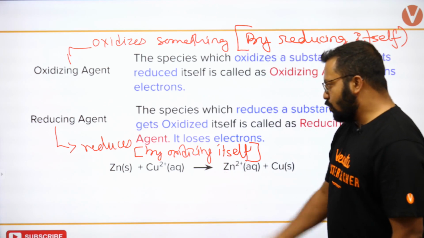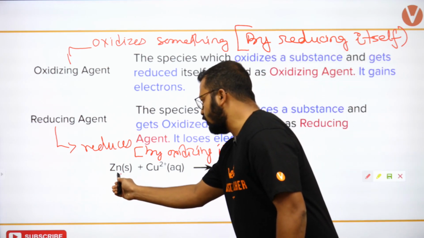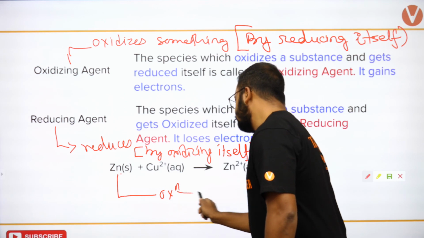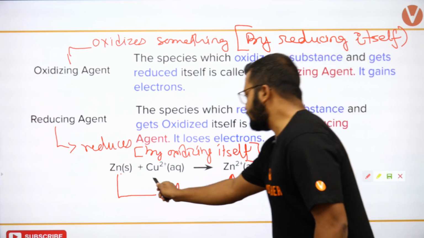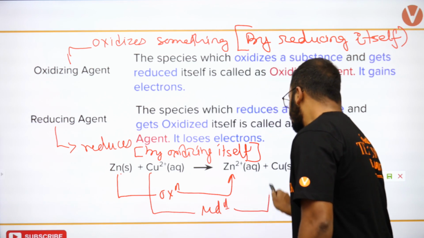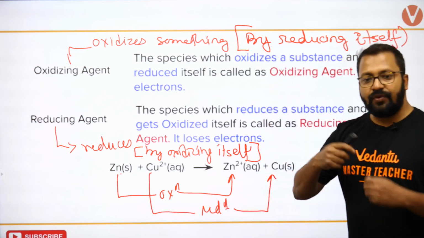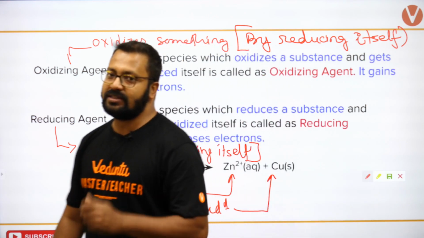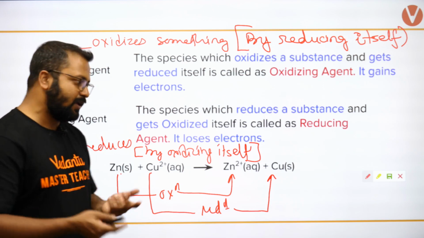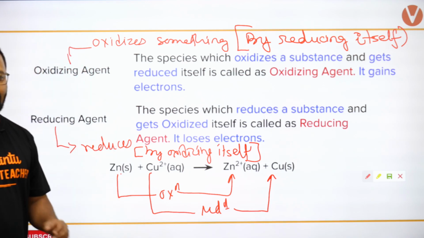Now, can you tell me what is undergoing oxidation over here? This is undergoing oxidation over here. This is undergoing reduction over here. So, which will function as the oxidizing agent? Please tell me. Which will function as the oxidizing agent?